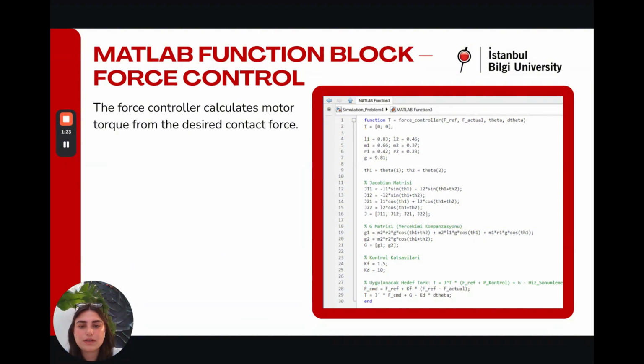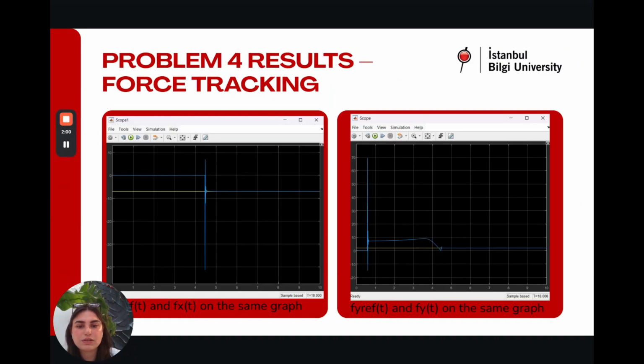The core of this is the force control MATLAB function block. This block calculates the required force command using proportional feedback. However, we cannot send Cartesian force directly to the motors. Our motors work in joint space, but our force goal is in Cartesian space, and this is why the Jacobian transpose is essential.